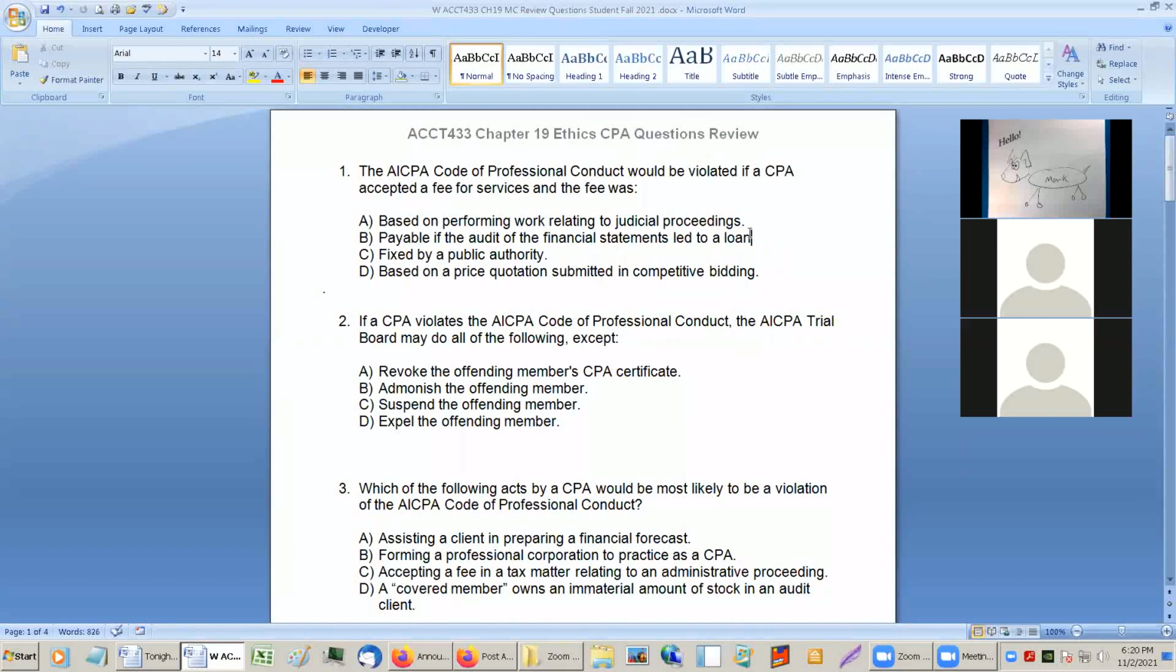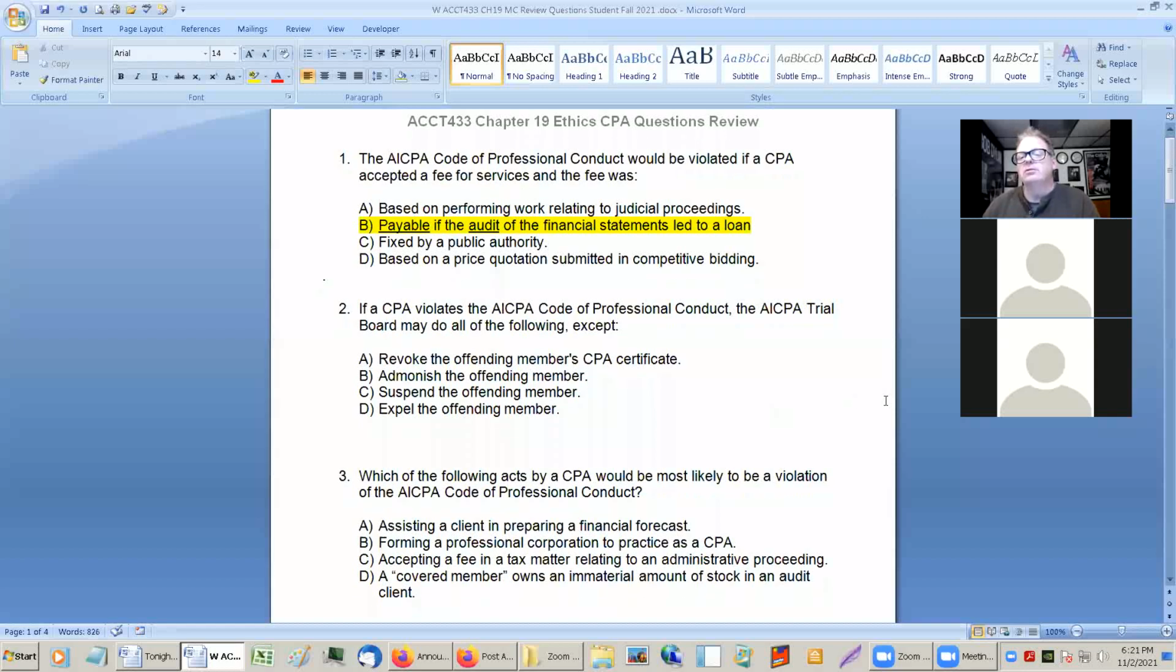Number one, I thought this one was going to be a tricky one, but you guys got it. B is correct. Why? Because it's payable, it's contingent on something else happening, and it's an audit. So that is a contingent fee. And contingent fees are allowed except in a few certain situations, one being audits or any kind of a test function.